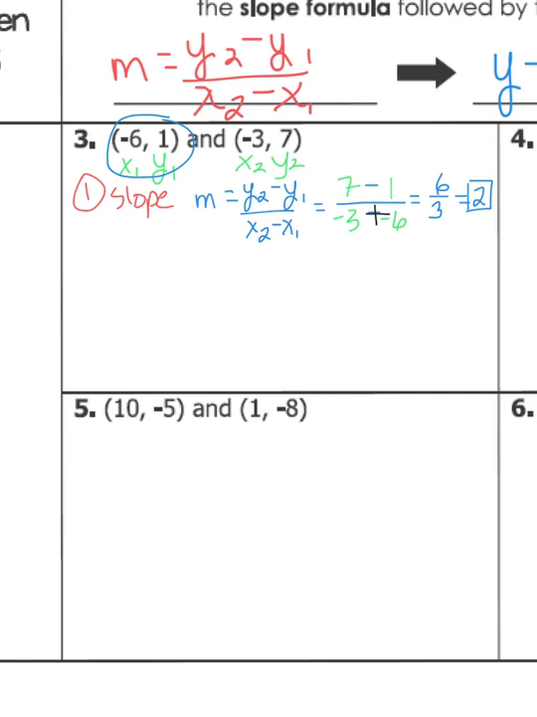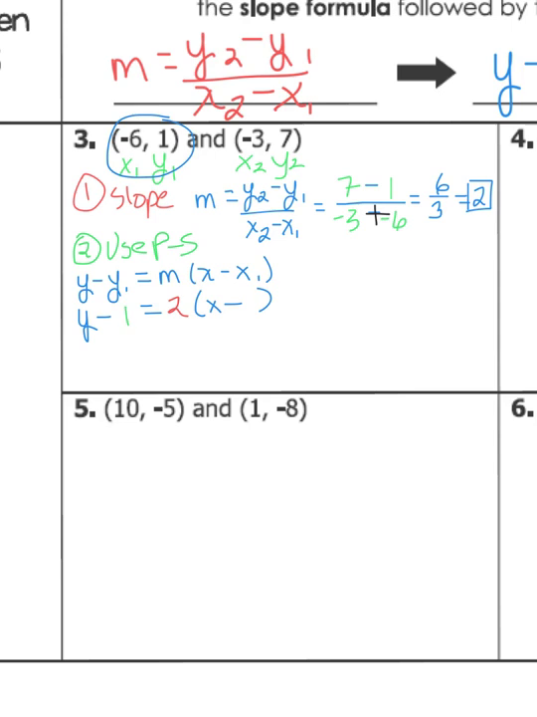So then the second step is going to be use point slope. I'm going to put P/S for point slope. So y minus y sub 1 equals m times x minus x sub 1. I'm going to write my template and plug in. So my slope is 2, and my y sub 1 is 1, and my x sub 1 is negative 6.